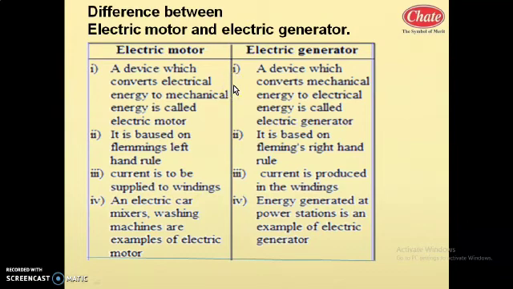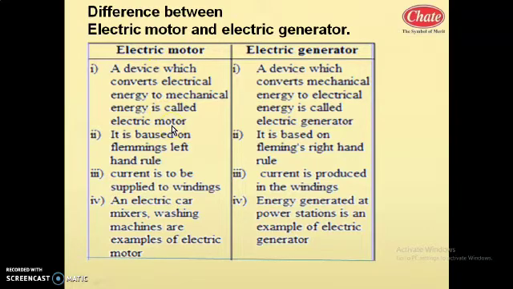Now the last heading of this chapter is the difference between electric motor and electric generator. Student, you have studied the electric motor as well as the electric generator. Let us study the difference between them. So what is an electric motor? It is a device which converts electrical energy to mechanical energy. This is the definition, or principle, of the electric motor.